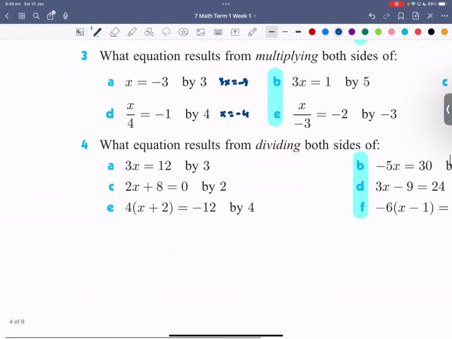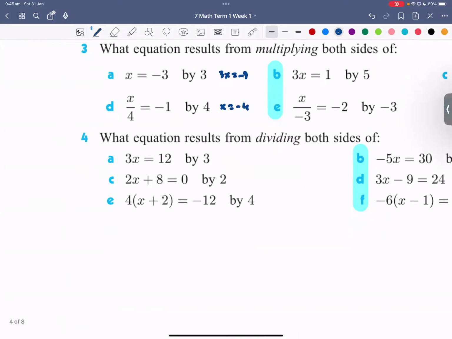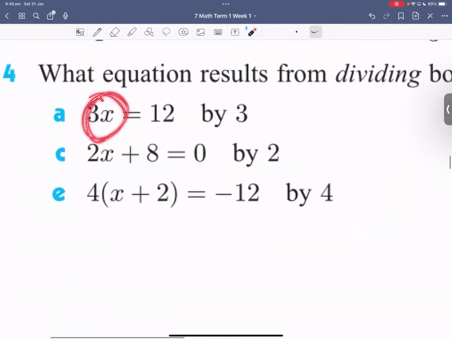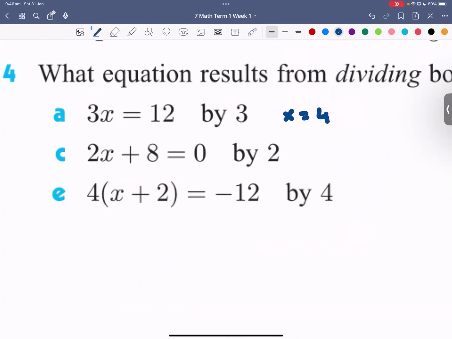Alrighty. What equation results from dividing both sides by 3? If you divide this side by 3, what does it become? X. Yes, some people said 1x. That's also correct. And if you divide the other side by 3, what does it become? 4. And there's your answer.